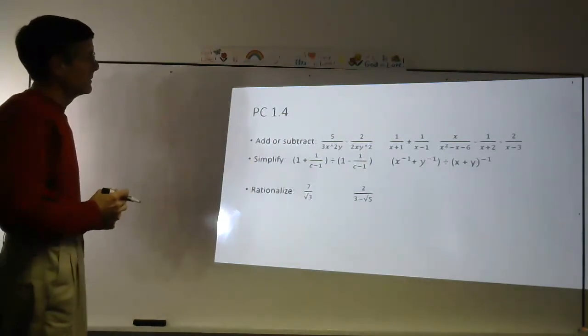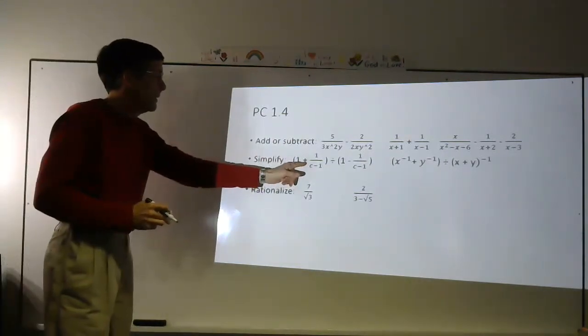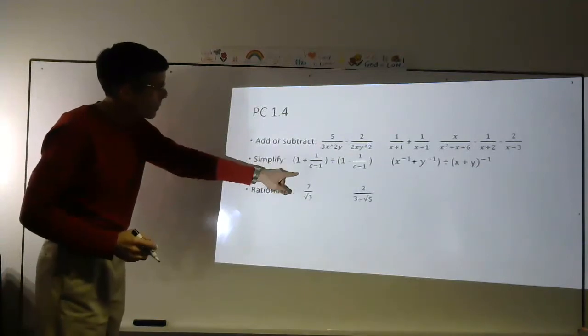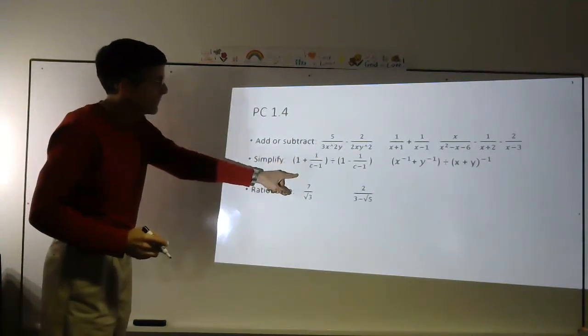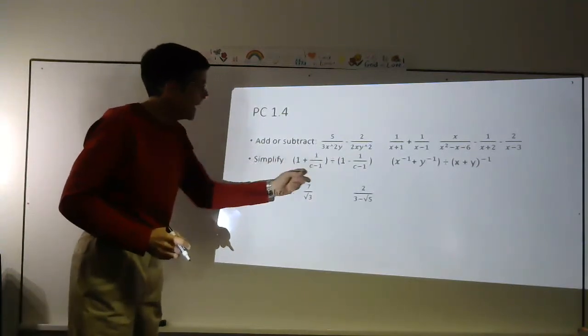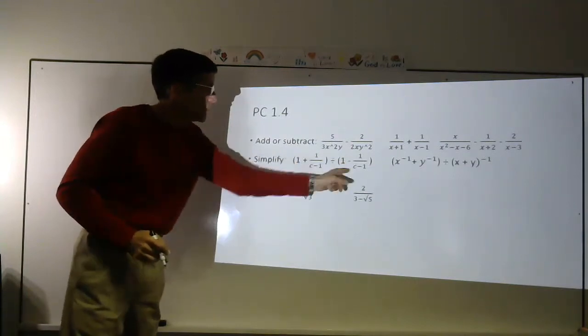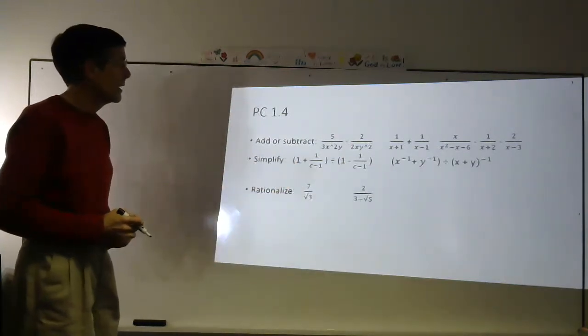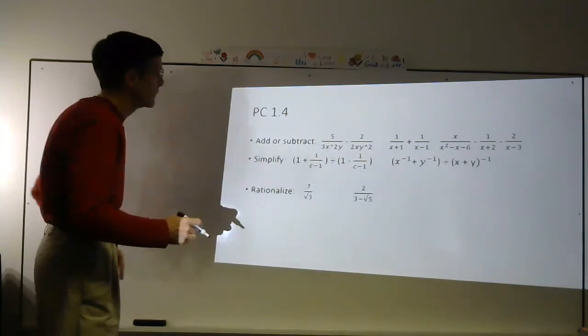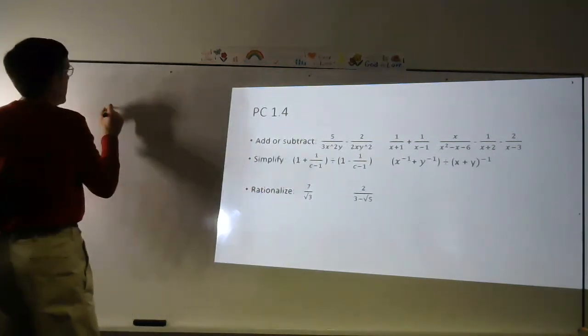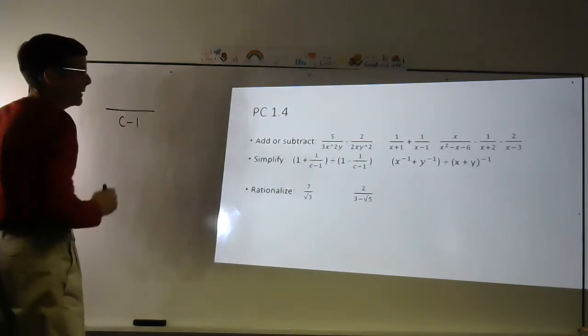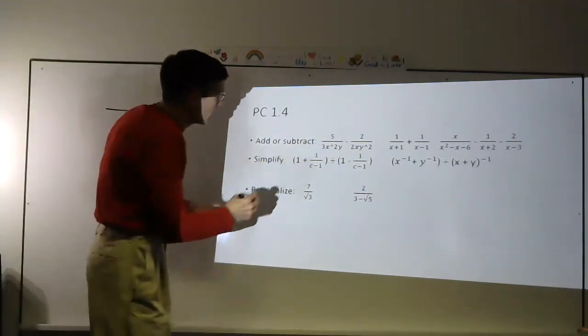Oh boy, look at this one. Here, this is 1 over 1. This is 1 over 1. I need to work on this part, and I need to work on this part first. Okay, so I'm going to work on this part right here first. I'm going to get a common denominator of c minus 1. This is 1 over 1.